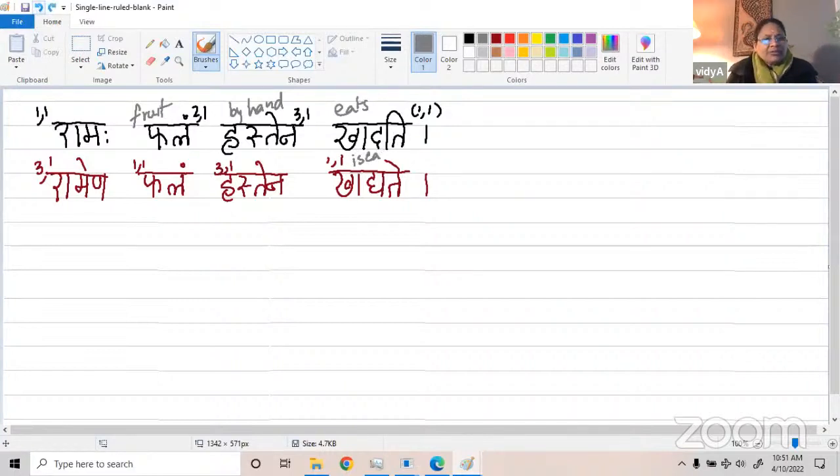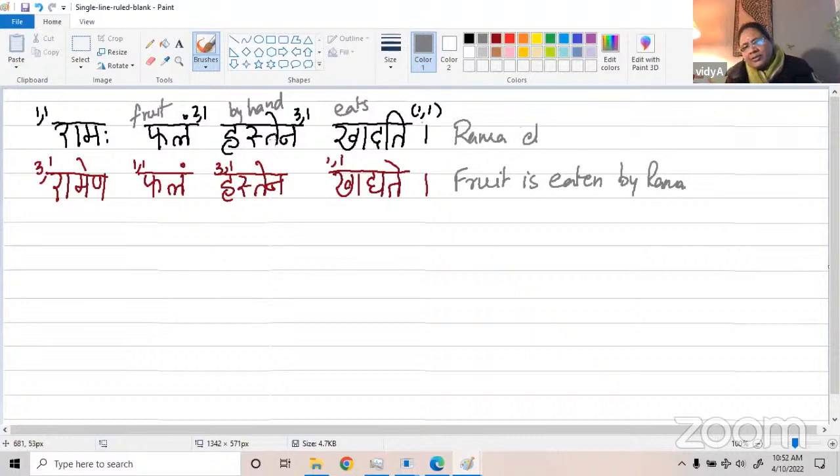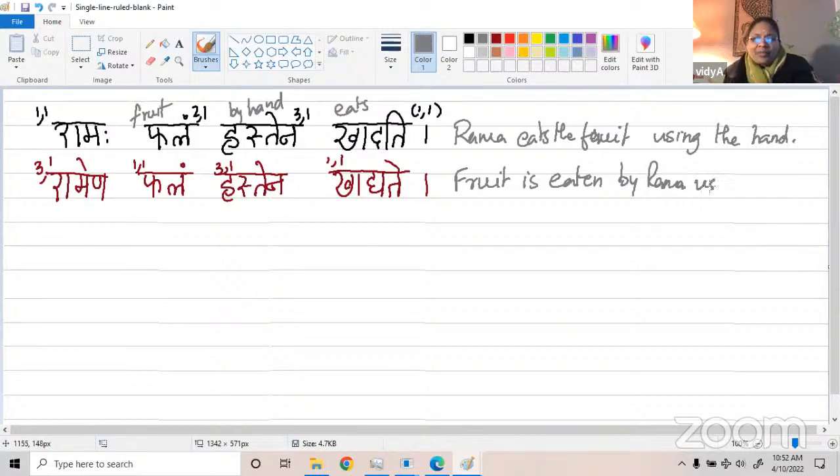Okay, so here it is fruit is eaten by Rama, and here it is Rama eats the fruit. And in both cases, I'm just going to say using the hand, but of course he's not eating it using somebody else's hand. So we will leave that as his hand. So fruit is eaten by Rama using the hand. Rama eats the fruit using the hand. That does not change.